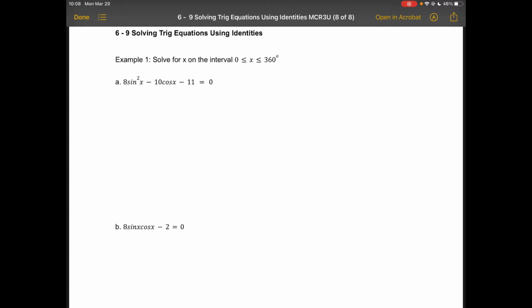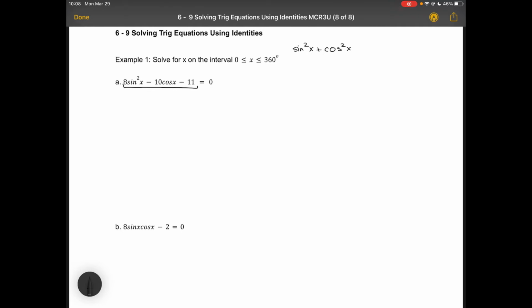This video demonstrates solving some equations where you need to use a trig identity first to be able to simplify. So at first glance here, I think I could maybe factor. However, I notice that I've got two different trig functions. So let's try replacing sine squared x with 1 minus cos squared x.